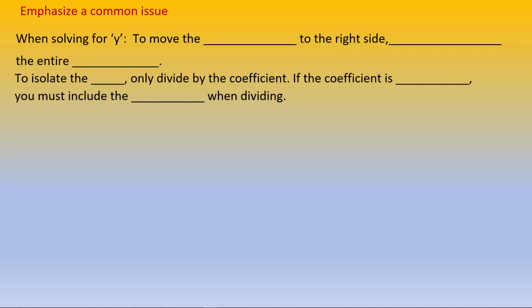When solving for y, to move the x variable term to the right side, you add or subtract the entire x variable term. To isolate the y variable, only divide by the coefficient. If the coefficient is negative, you must include the negative when dividing.